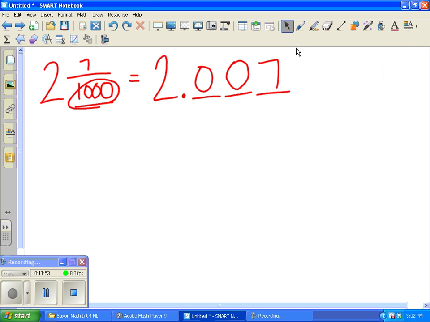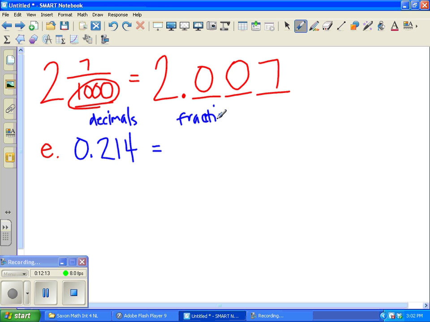Let's look at E. I hope I remember that. Okay. Now we have to turn this into a fraction. So this side we're going to do decimals, fractions. My pen's not cooperating. Okay, 0 and, that means I don't have a whole number. This is not going to be a mixed number. It's just going to be a fraction. I read what I see, 214, and it stops at the thousandths place. So it's 214 thousandths. And how would I write that?